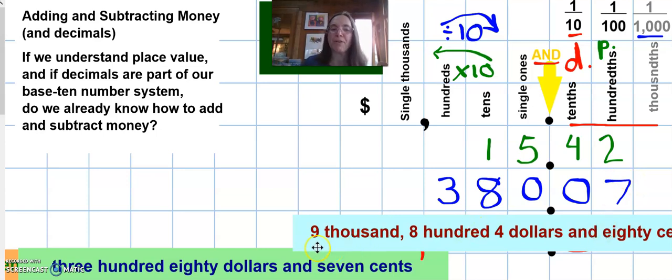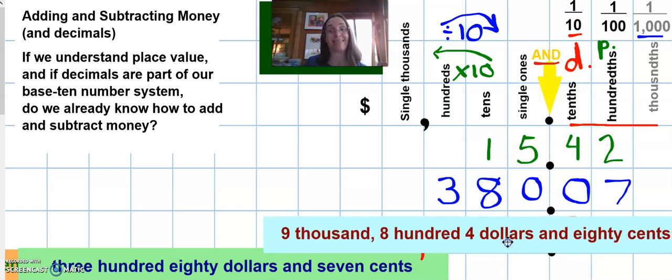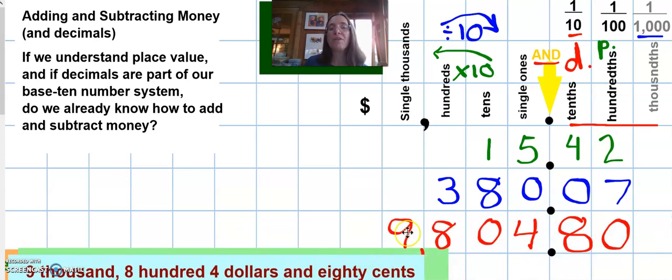How about an even bigger number, $9,804.80? Well, there's the 9 in the single thousands place. There's the $804, and that handy 0 is helping us by keeping our tens place empty and still existing. Here's our decimal point for the "and," and then I've written the number 80.